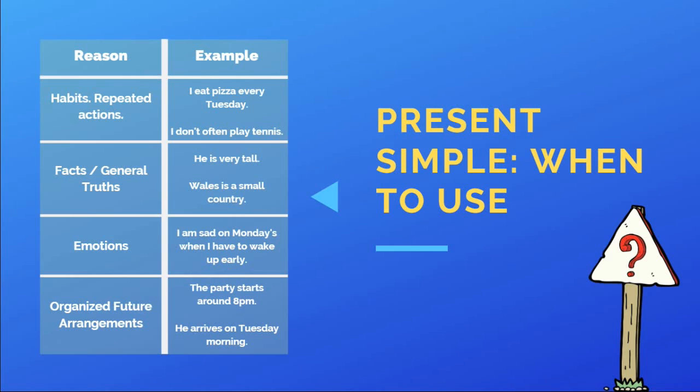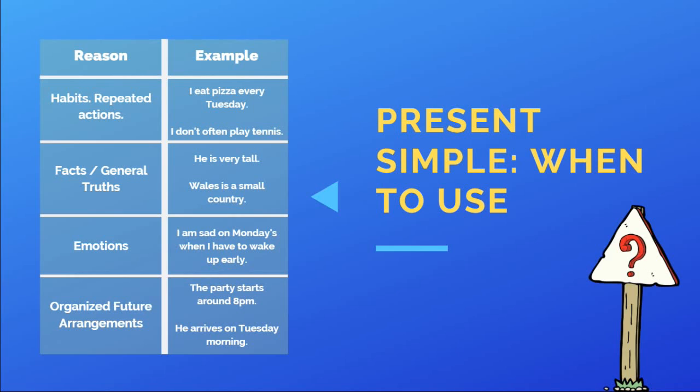Another example, I don't often play tennis. Here, I'm saying the opposite. I'm saying that I don't repeat this action very often. I don't do it. Try and come up with another example if you can. You could say, I play games every Saturday. I go on holiday once a year. Try to see what you can do.